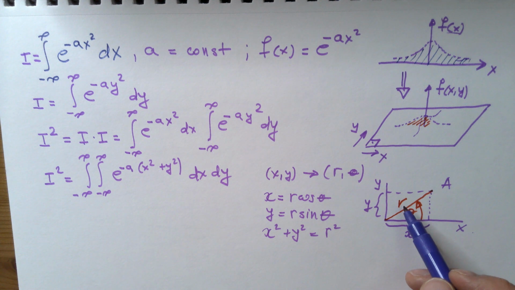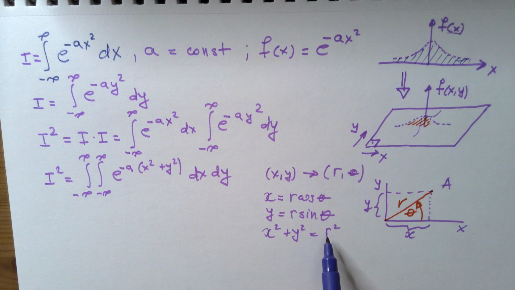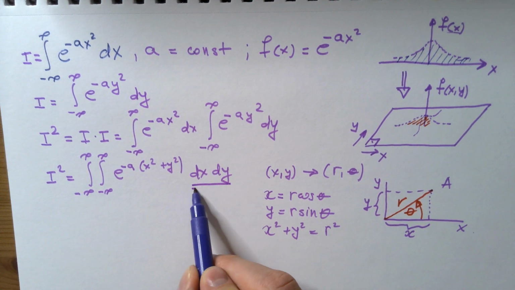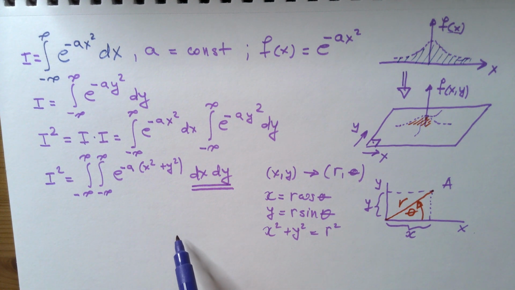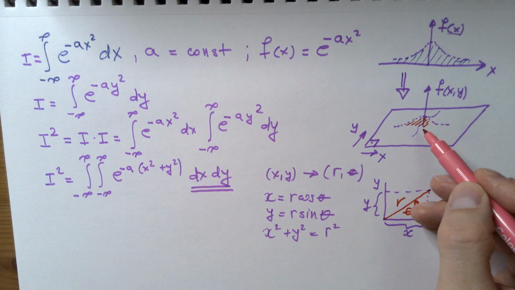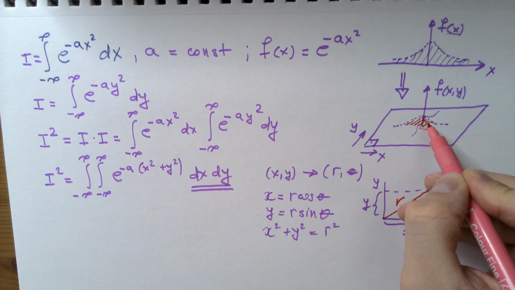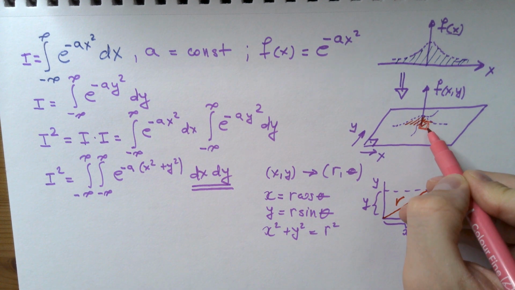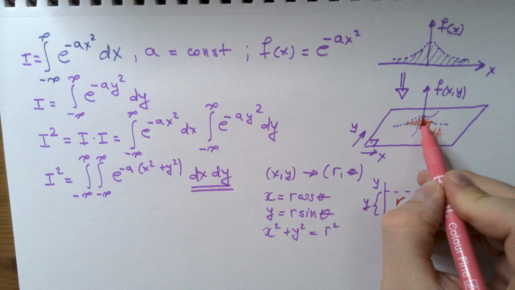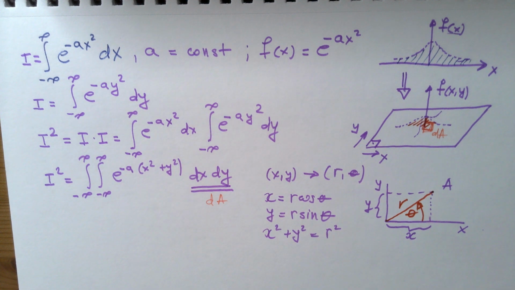But with this demonstrated, notice that this x squared plus y squared can be substituted for r squared. That is good. But what do we do with this dx dy? Well, if we go back here, you will notice, and maybe let me use pink for all girls that are watching this, the dx dy is a surface element dA on this surface. So this is surface element dA.